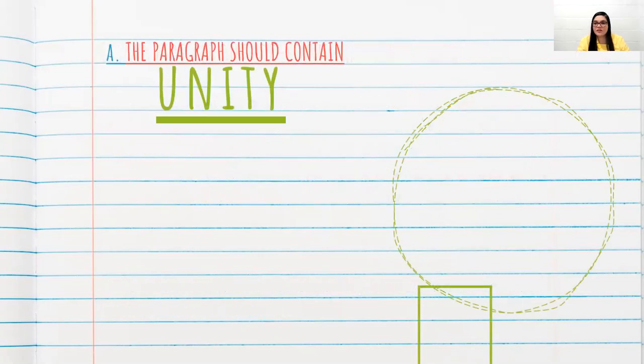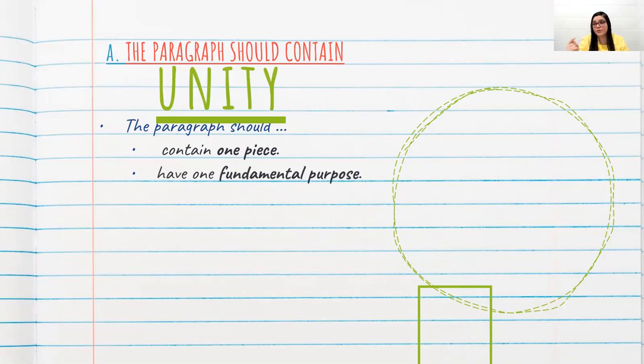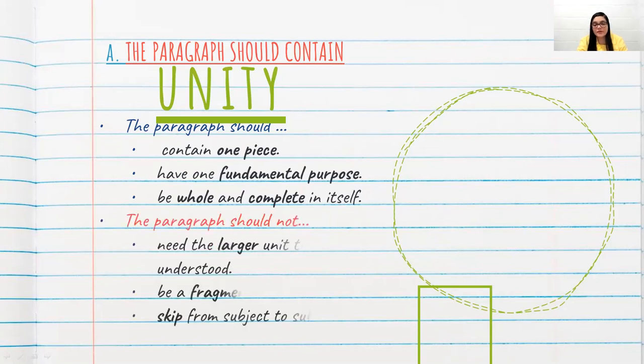Another thing you also have to take into account is that the paragraph should contain unity. The paragraph should contain one piece. When I say a paragraph, I don't mean blocks of sentences separated one from another. We should have just one thing, as I presented in the previous video, and this one should also have a fundamental purpose. It has to be whole and complete in itself. So when you finish reading, the paragraph should be concluded, not just ended. The paragraph should not need a larger unit to be understood. A paragraph is understood by itself.